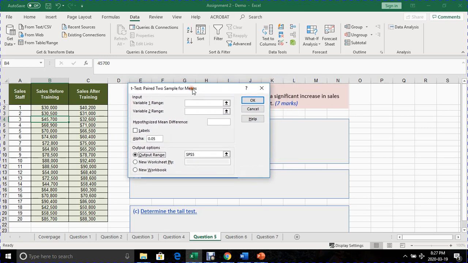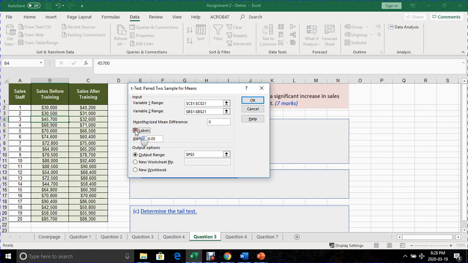Now, in order to select the data, always have at the back of your mind that the after event is the data set that needs to be selected first. So for the first input box, we select the after event, which in this case is the sales after training. And then in the second input box, we select the before event, which is sales before training. The hypothesized mean difference will be 0, because the null hypothesis is that A is equal to B, meaning that sales after training is expected to be equal to sales before training. So that is the null hypothesis.